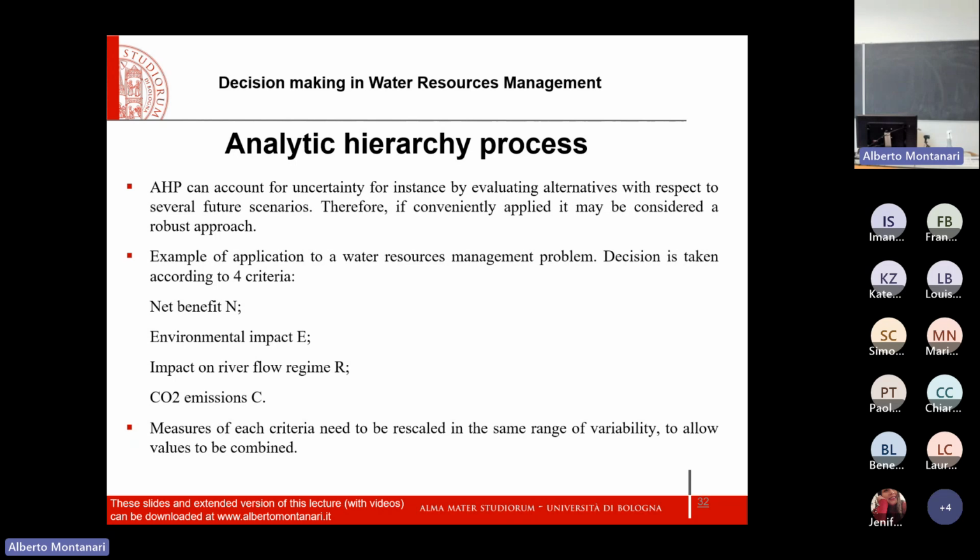If you express the net benefit, economic benefit, for instance, in terms of euros, and then you identify the CO2 emissions in terms of CO2 volume released per unit time, how can I combine different units? And therefore, the idea is to try to rescale these criteria in the range 0, 1. And then you can express them in terms of fraction of unity, okay? And this is called rescaling, rescaling in the same range of variability.